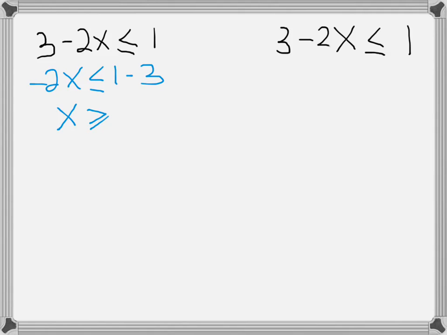Here, 1 minus 3 gives negative 2, so this is negative 2 divided by negative 2. So x will be bigger than or equal to 1. This is very simple mathematics: 1 minus 3 is negative 2, and then you divide by negative 2, you get 1. But when you divide by negative 2, you must be careful, because I said when you multiply or divide any number by a negative, you have to change the symbol.